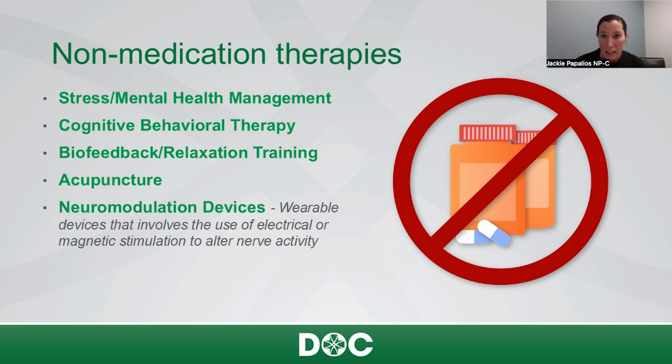So neuromodulation uses electrical or magnetic stimulation to basically alter the nerve activity. So to block some of those painful signals that are traveling from those nerves and into your brain that's saying, hey, I've got this migraine, or hey, my back and legs hurt. So neuromodulation, there are some wearables that are out there on the market. Not entirely sure if you're able to get those covered by insurance. That's certainly something, if you talk to your provider, we can look into a little bit more, but there are some devices out there that help with that.